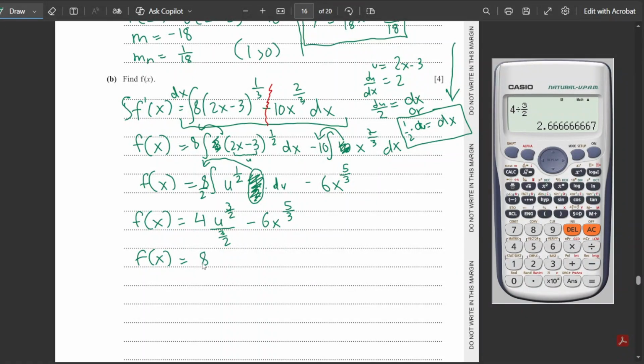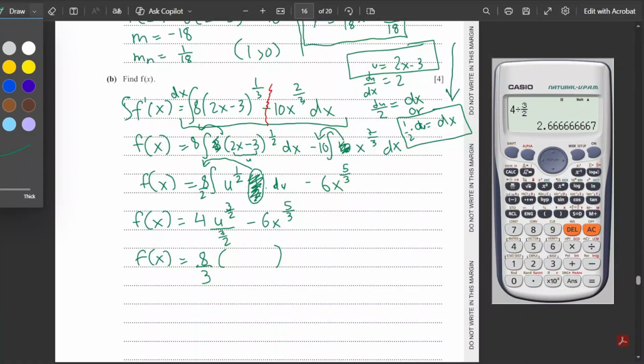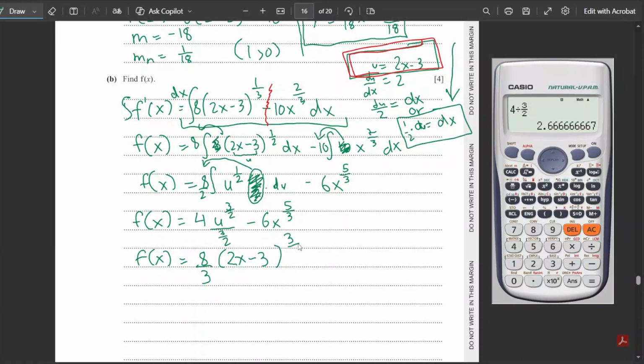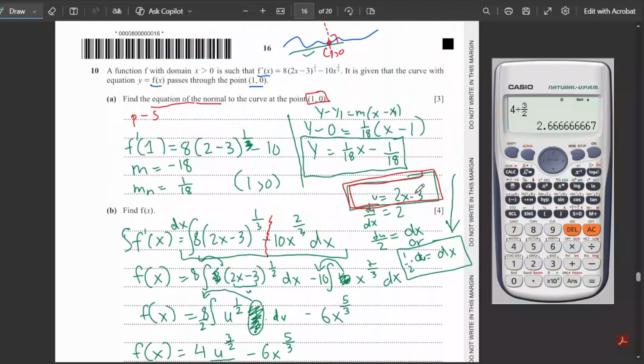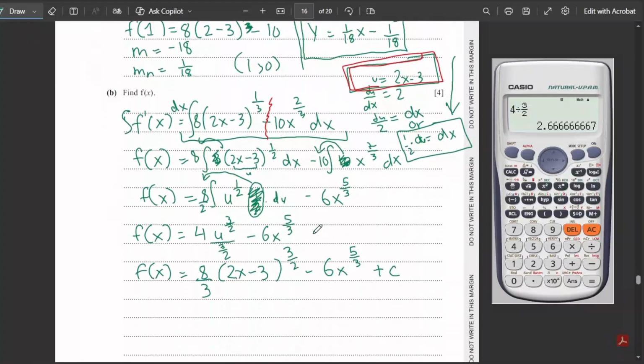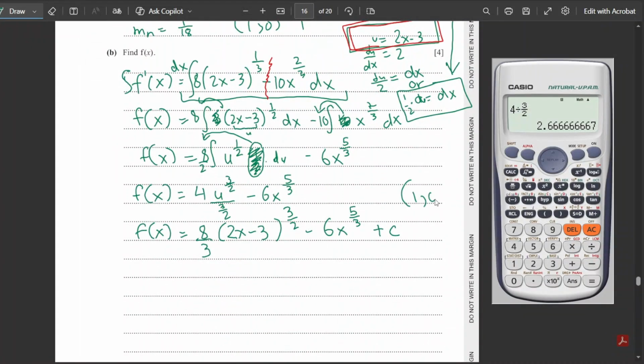And so we're going to have 8 by 3. Instead of writing u, we can now bring back what u was, and we know that over here at this position. We said that u is going to be 2x minus 3. So we can basically bring all of that back. So we can write 2x minus 3, and its power is 3 by 2, minus 6x raised to the power 5 by 3. And of course, we're done integrating, so don't forget a plus c at the end. Then we can find the plus c because we are given one coordinate, which is 1, 0. So we can plug that coordinate in here.